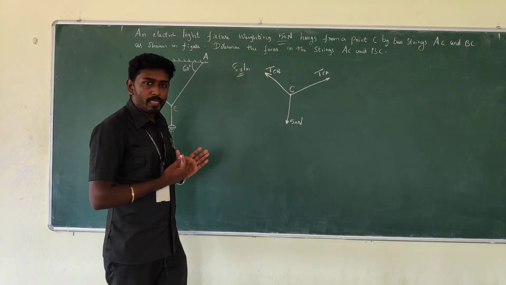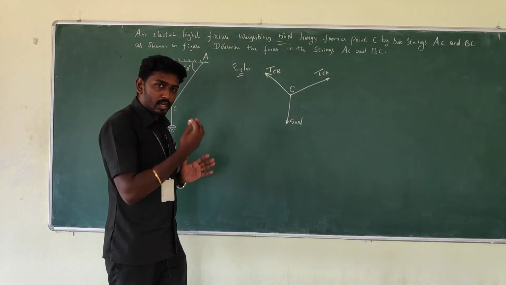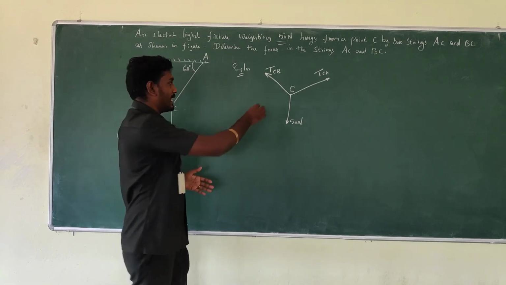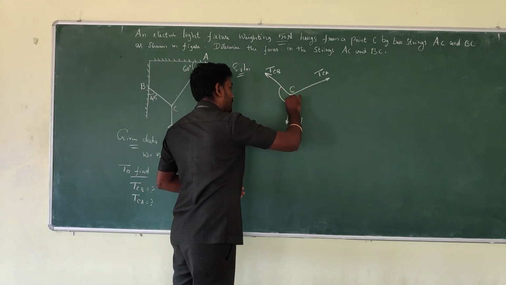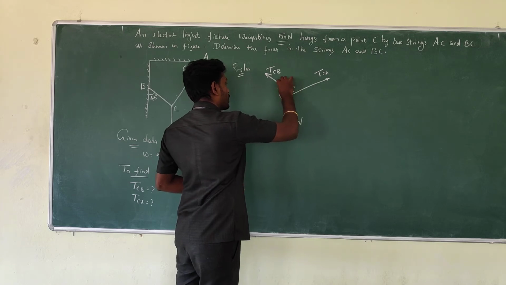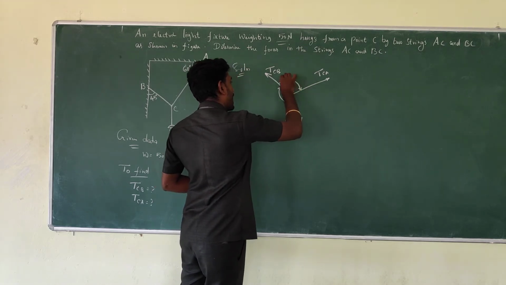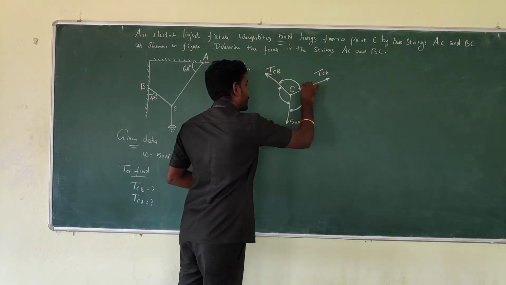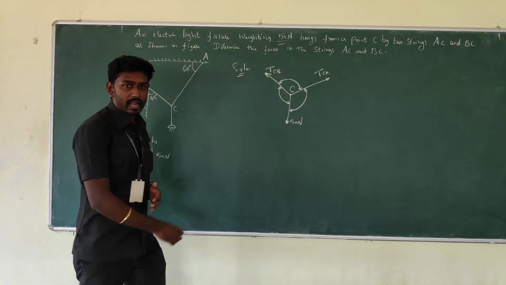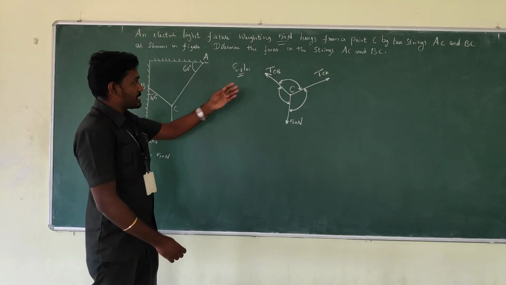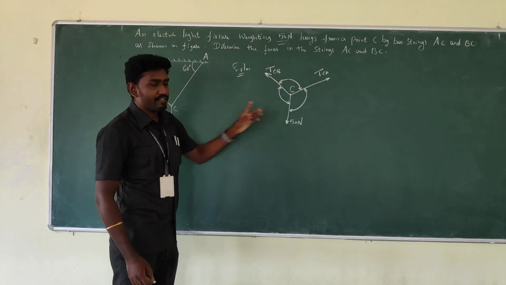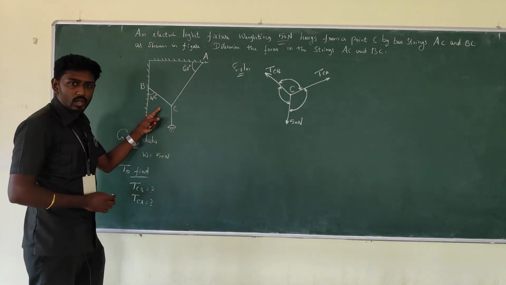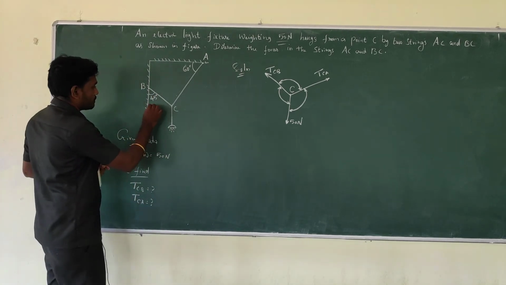In order to go ahead with Lami's theorem, what we need to find first are the in-between angles. The angles between all the forces need to be determined. So first, concentrate on the angle between TCB and 50. This angle. For that, look at the question.